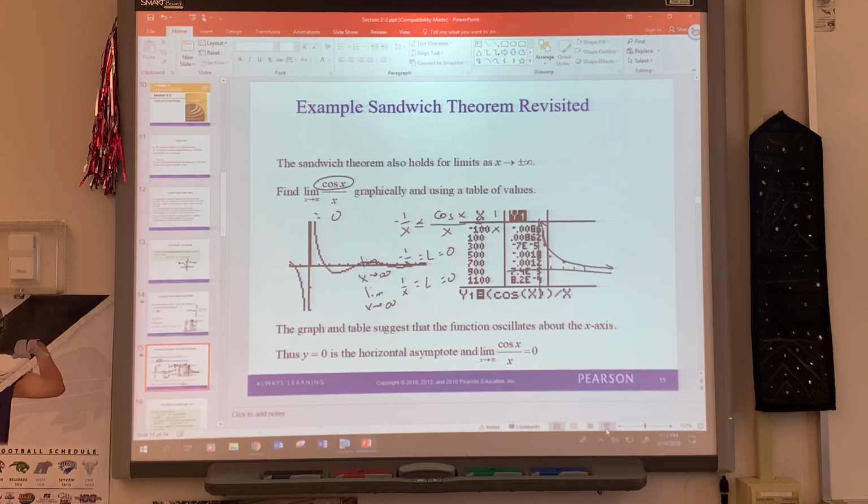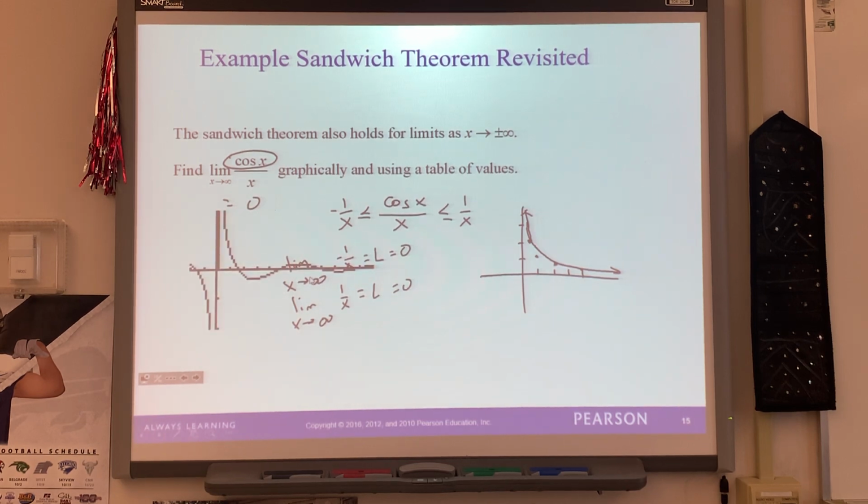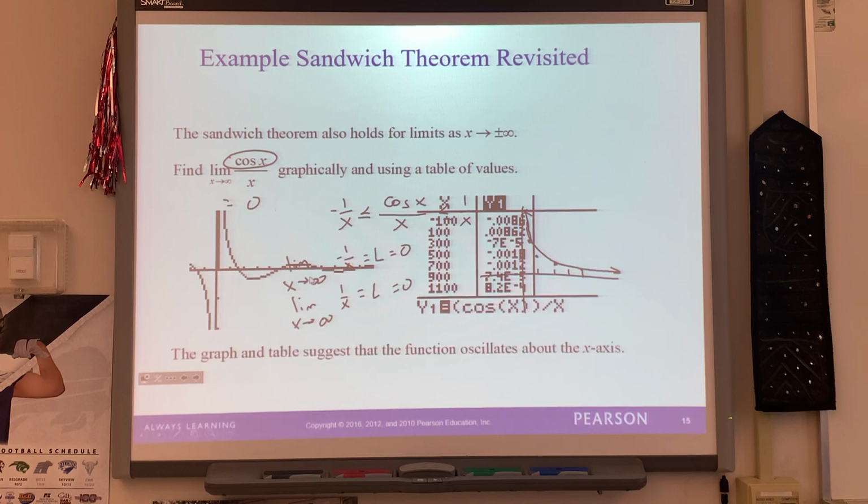Okay, so yeah, we found the limit. We think that it's 0, and if that's the case, the graph and table suggest the function oscillates about the x-axis. Thus, y equals 0 is a horizontal asymptote.